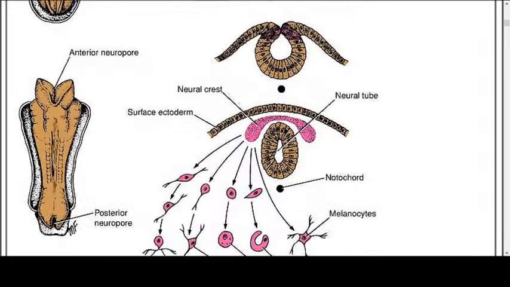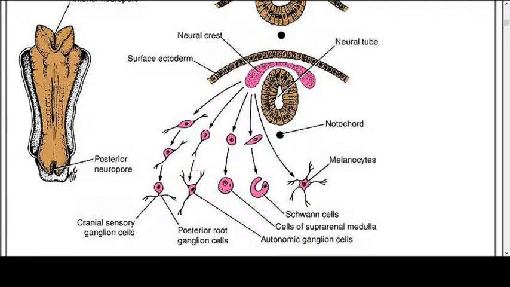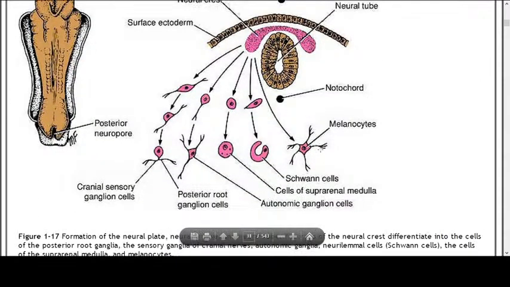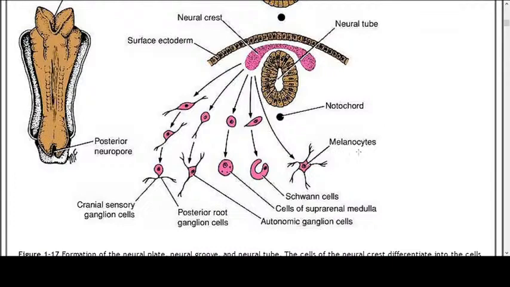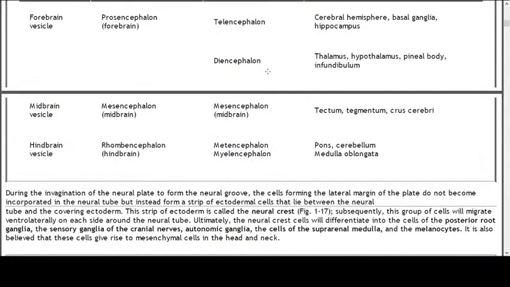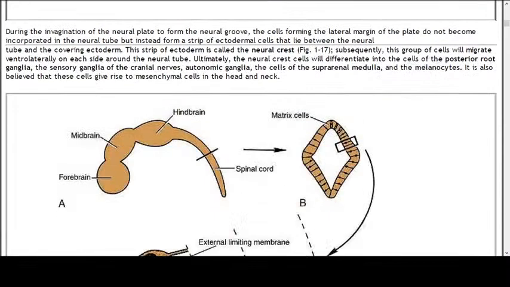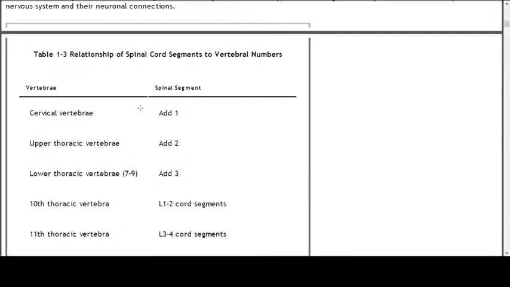This is formation of a neural tube. This one is the neural tube. What is this? This is neural crest, and neural crest gives the development of what? Ganglion cells, Schwann cells, melanocytes. Melanocytes play a very important role in sleep-wake cycles. Okay, the melanin. The primary division of the developing brain: vesicles, midbrain, hindbrain. So this one is also about the development of the brain.